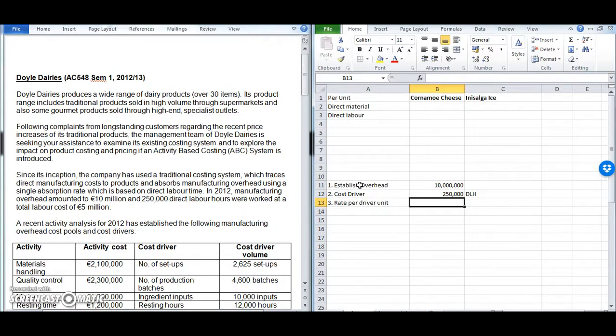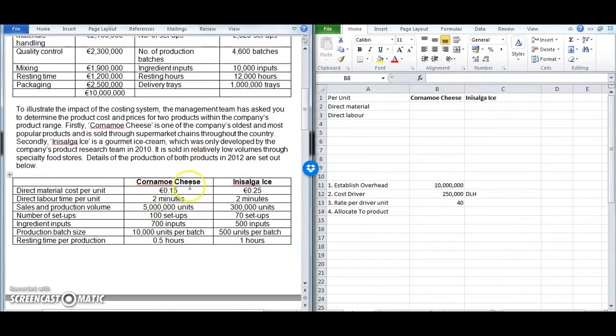So here we're essentially saying, for every hour that's used in a product, how much overhead are we going to allocate? That is essentially the overheads over the number of driver units, i.e. direct labour hours. So in this instance, for every 1 direct labour hour a product uses, we're going to give it 40 euro of overhead as well. And the final step is allocate to product. So now we're going to back up. Again, it's useful in this instance to go back down and set up the table just to make sure it's neat.